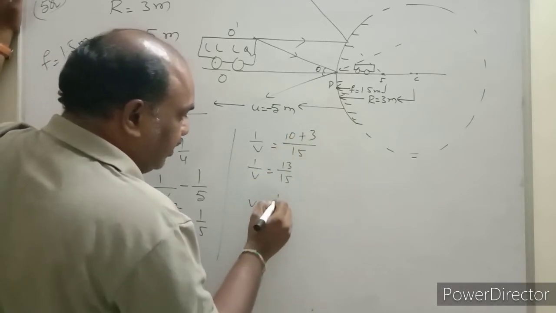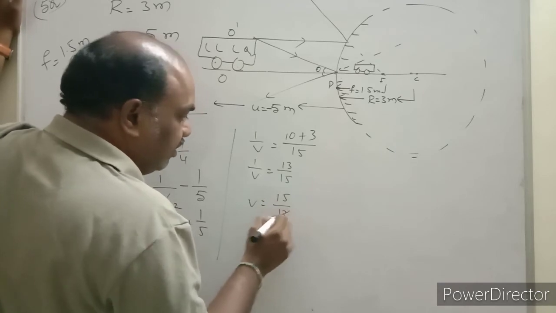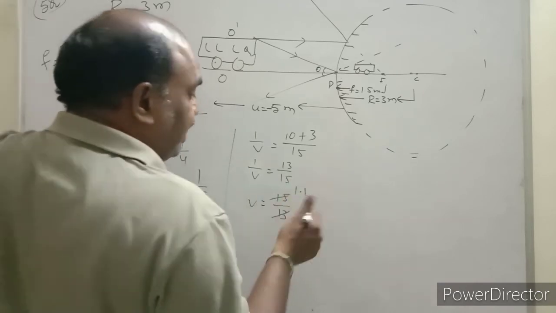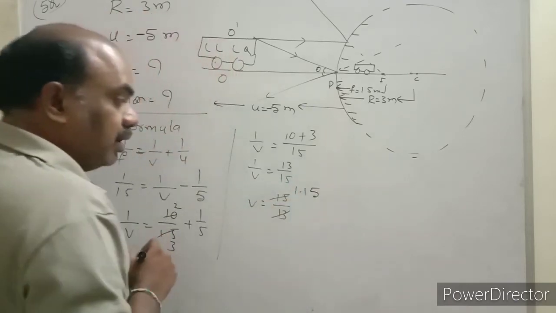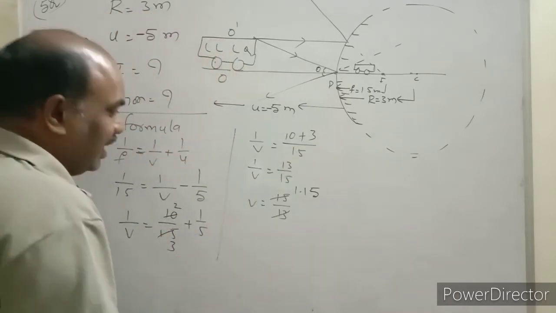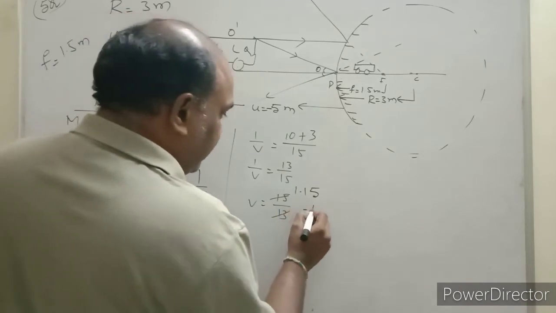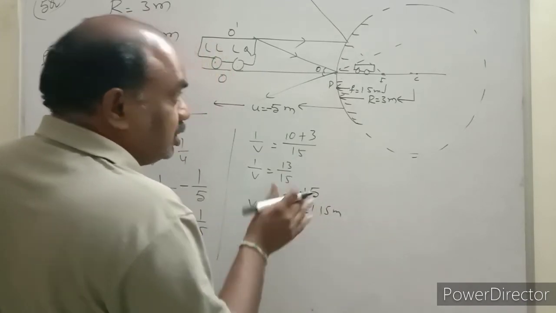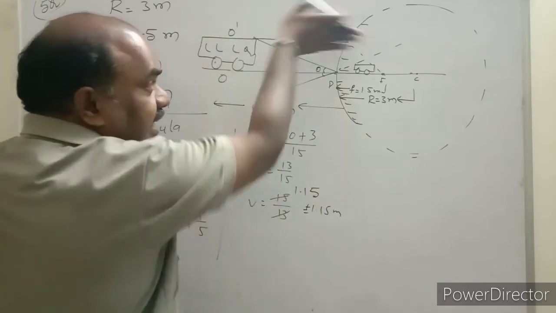v is equal to 15 by 13. This is the v value. 13 1s are 13, 2 remainder 20, 1 7 remainder 5, 13 5s are 65. Again you will get some more values. No need. 1.15 is enough, two digits after the point is enough. 1.15 meter, that is positive. Positive means in the direction of the incident ray. This is the incident ray direction.